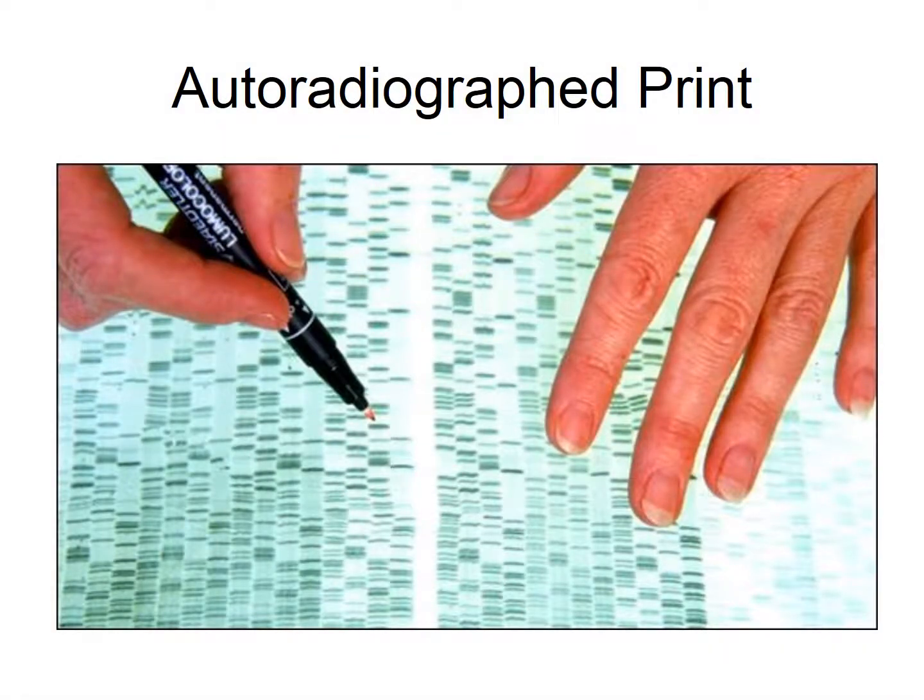Now, basically what you're looking at is the auto-radiographed print. The probes are fixed onto different fragments. When they are radiographed, they appear like this, and the bands indicate different probes that are fixed. So you study this radiographic print of the genome which has been separated.